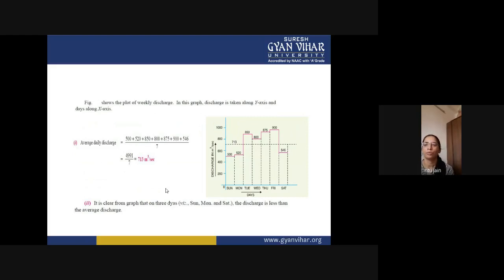Now it is clear from the graph that on 3 days, Sunday, Monday, and Saturday, the discharge is less than the average discharge. You can see from the graph that on these 3 days the discharge is less than your average discharge. So average discharge is 713. In these 3 days, the discharge is less than your average discharge.